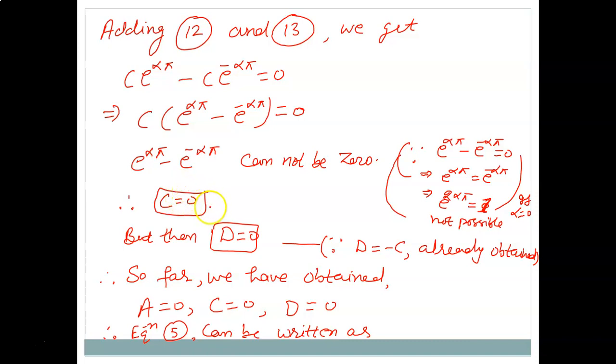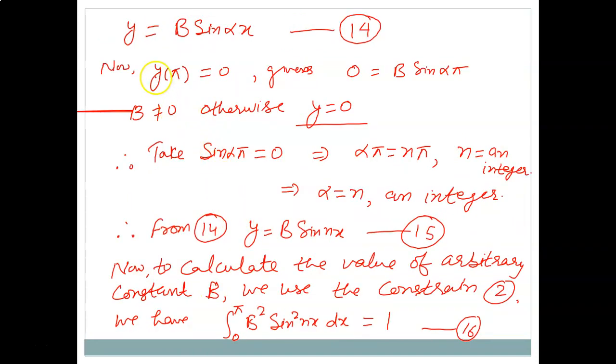So now if c equal to 0, then d will be 0, because we have already obtained that d equal to minus c. In this way, so far we have obtained the following things. Number 1, a is 0, c is 0, d is 0. Therefore, equation number 5 can be written like this: y equal to b sine alpha x. Again, there are two things which you have to determine. One is alpha and another is b. Both are unknown.